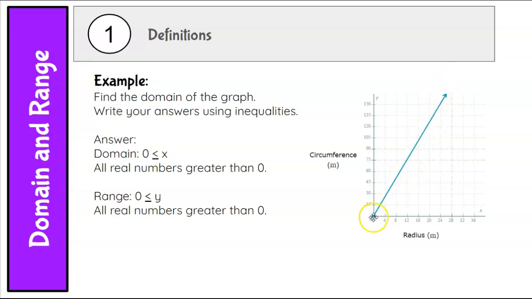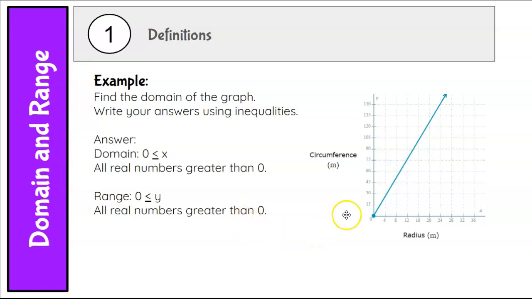But it does start at 0 for the x, and 0 is less than or equal to whatever x is. Or you could write it as x is greater than or equal to 0. You can flip that around if you want. In words, that means all real numbers greater than or equal to 0. Everything that's greater than 0. For range, it's still the same thing. The minimum value is 0, and then it goes on forever. And it says all real numbers greater than or equal to 0.